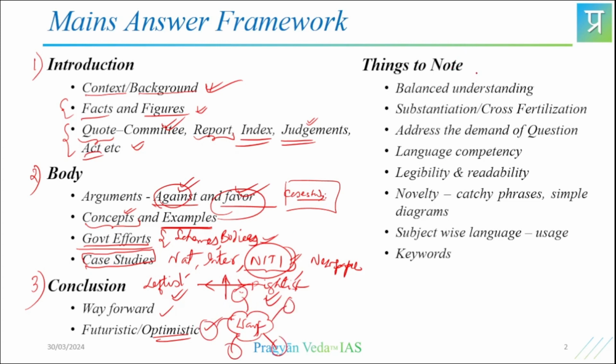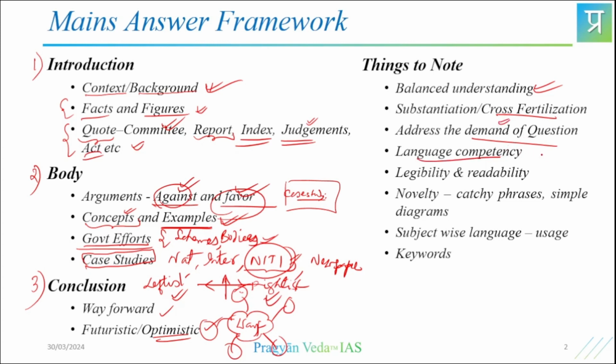And certain other things to keep in mind before answering or making a framework of answer. Have a very balanced understanding, I discussed. Then substantiation, cross fertilization, just like concept and examples, it is the same point. Try to give concepts and explain that concept with examples. Then address the demand of the question. So keeping this framework in mind, first understand and underline the various segments of the question, then answer that part of the question. That will suffice and help you cater to the demand of the question.